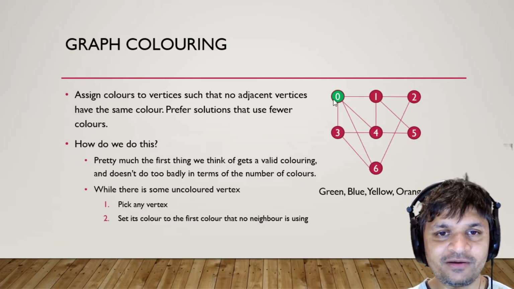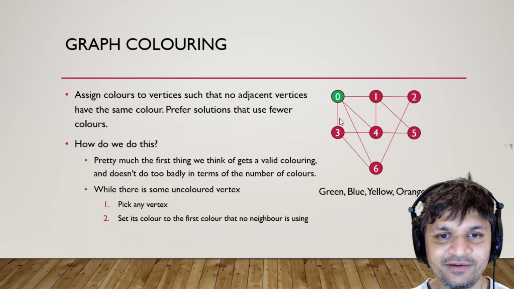So I pick vertex 0 and I say, what color can it be? Well, none of its neighbors are using any colors. So the first color in this list that I can use is green. So I'm going to use it. Okay. Then I move on to vertex 1. Now the first color that I want to use is green, but there's a neighbor using it, so I can't do that. So instead I use blue.